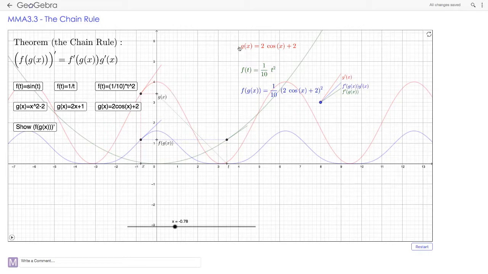It means that we take the output of this function and plug it in as the input of this function, f of g of x. So we get 1 over 10, and then a parenthesis, and then everything that we have here put into that parenthesis squared. This may look complicated, but a lot of functions are in fact built this way.